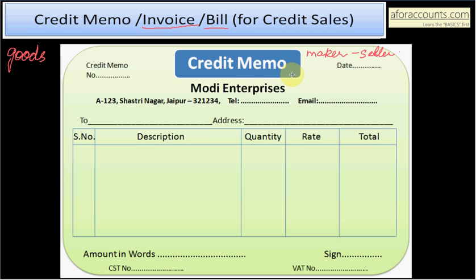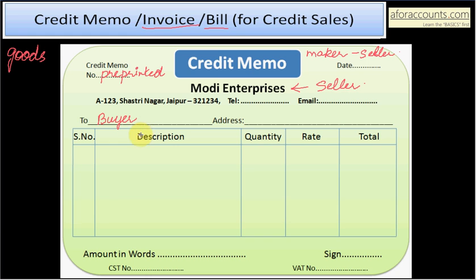Now, the credit memo number is a pre-printed number, and it is serially numbered. You have to put the date. This is the name of the seller. Now, common details of the seller like address, telephone number, email, etc. To whom? To the buyer.